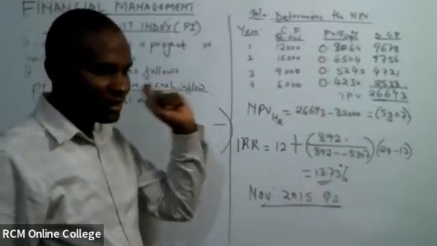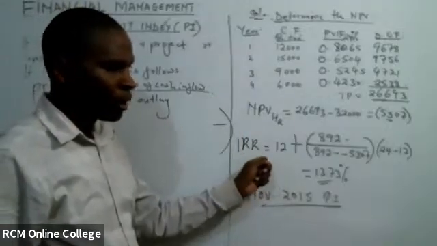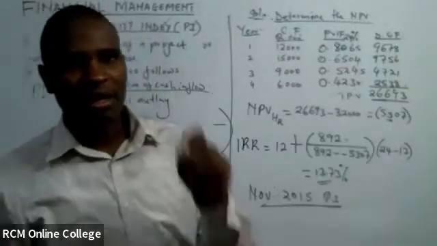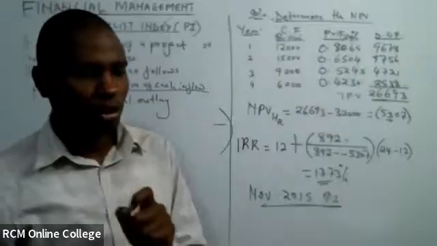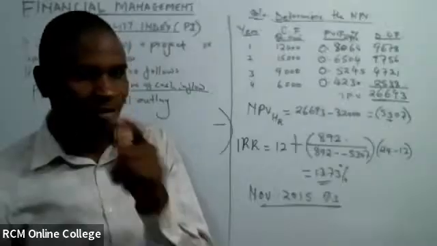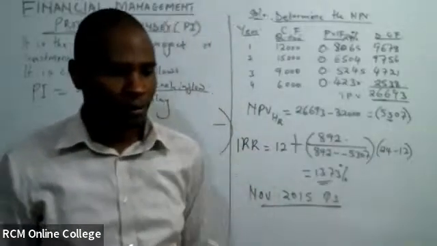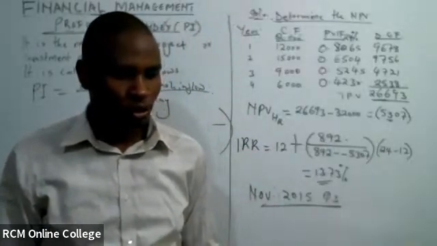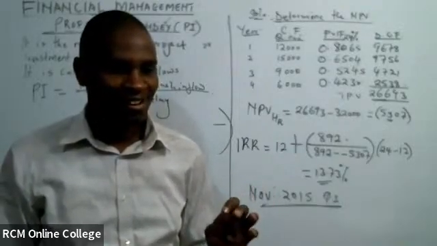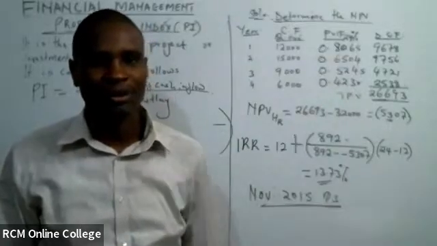If the IRR is greater than the cost of capital, accept the project. For IRR, you can write somewhere, the interpretation is that if the IRR is greater than the cost of capital, accept the project. Next one. That is the decision rule.